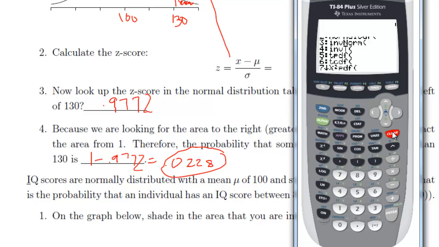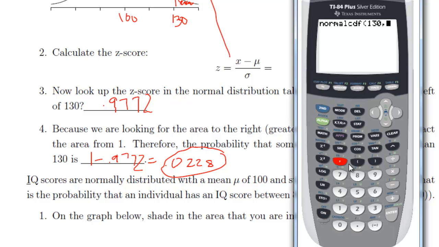And that didn't work. Let's just clear that. So I go to second, VARS, and then the normal CDF is that second function right there. So I click normal CDF. And then what I want to do, I want to give it a lower bound and an upper bound. Because I'm looking for the area to the right, my lower bound is 130.